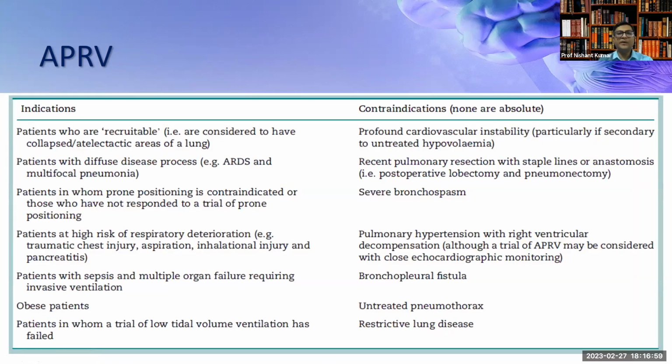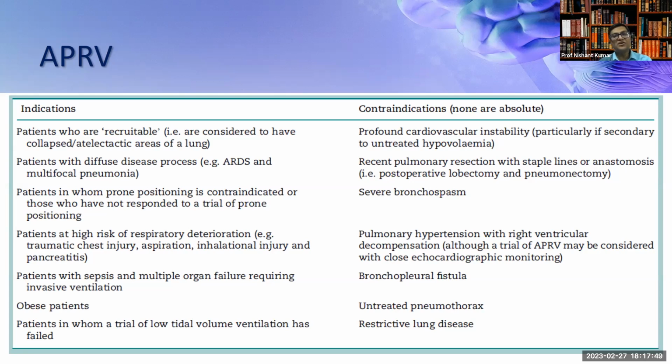Now, what are the indications for APRV? As I said, for biphasic, it is mainly the obstructive diseases and weaning that we use. And for APRV, patients who are recruitable, that is a must. That means that you have to first check whether you can recruit the alveoli or not. Patients with diffuse processes, that is multifocal pneumonia, ARDS, you cannot prone the patient, or those who have not responded to prone position. Patients who have high risk of respiratory deterioration, that is traumatic chest injury, aspiration, inhalation injury, and ARDS. Patients with sepsis and multi-organ failure, obese patients, and where the low tidal volume ARDSNet protocol has failed. In these, APRV has been shown to improve oxygenation and the patient's status.